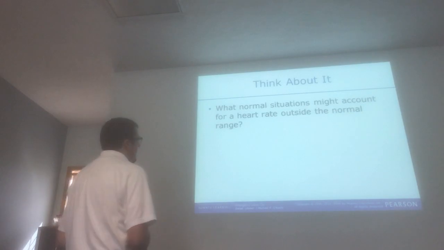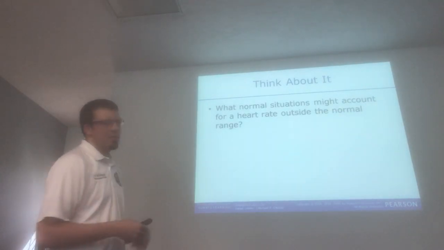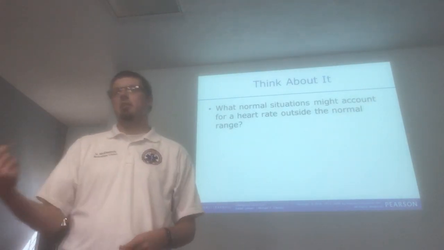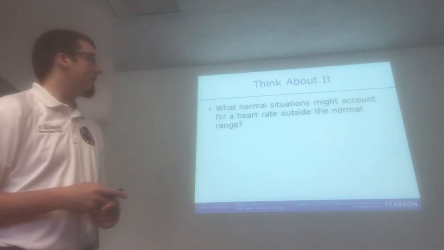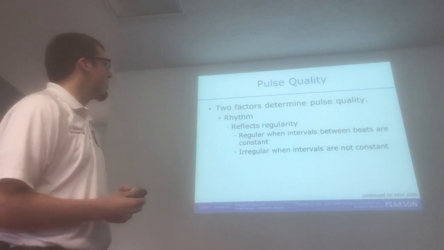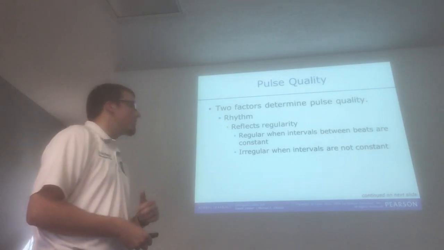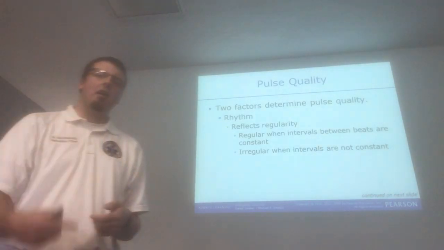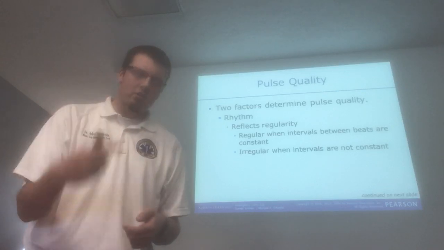So what normal situations might occur for a heart rate to be outside of the normal range? We talked about that. Car accidents, going out for a run, working out, those kinds of things. So, pulse quality. There are two factors that determine pulse quality. There's rhythm. So is it regular? Does it hit every so often?